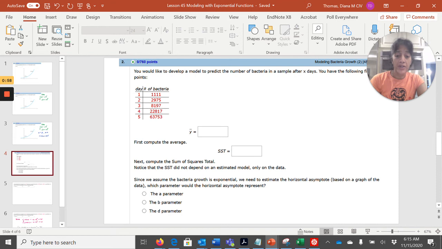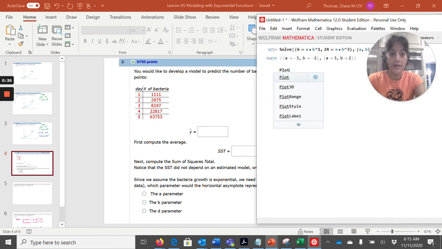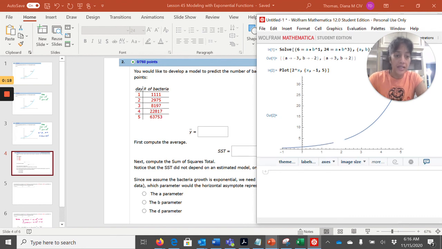Last thing is they're assuming the bacteria growth is exponential, and they need to estimate the horizontal asymptote. Which one controls the horizontal asymptote? Well, it's the D. Because there's a couple ways to look at this. If I just graphed, let's say, I graph Plot 2 to the x. X goes from, I'm going to put -1 to 5 so you can see it. So that's how you plot something. And you see that this decays down to 0.